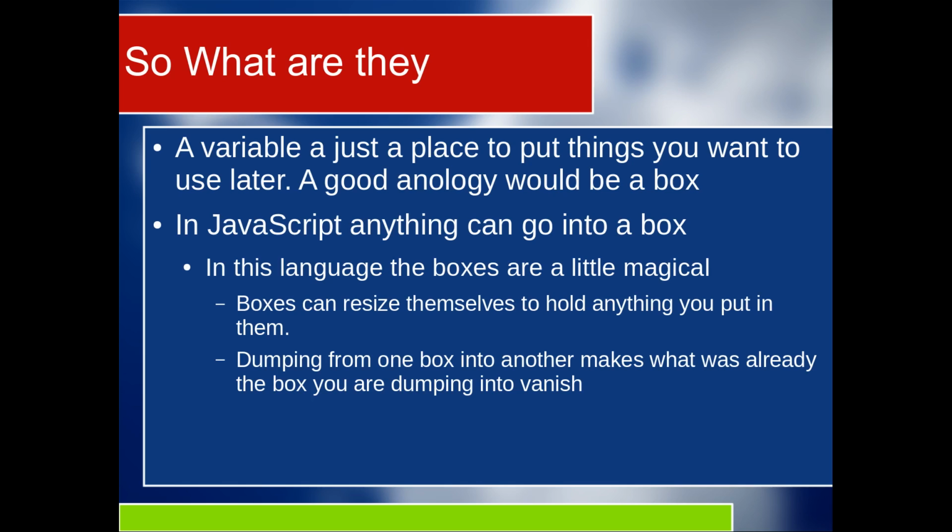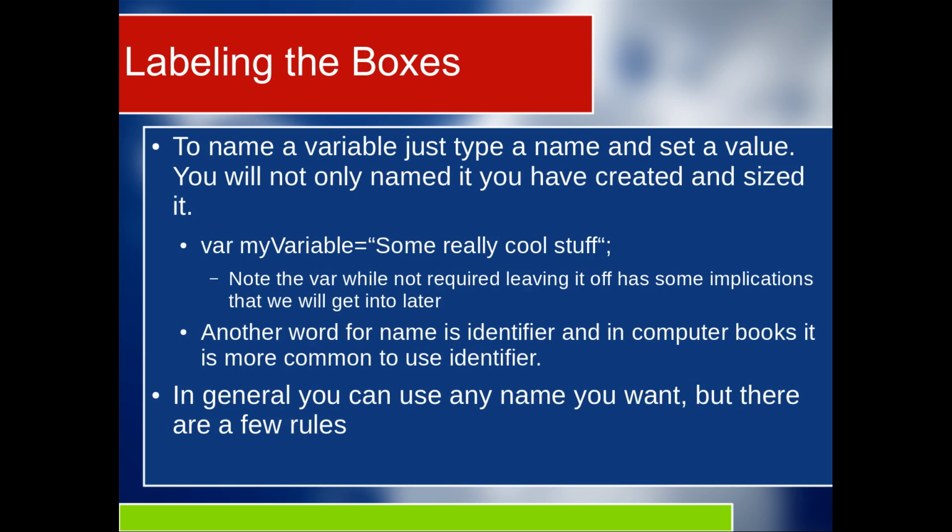So if you have a box, you have to give it a name so you know what box to refer to. And in JavaScript, it's pretty easy to name a variable. Just type the name, give it a value, and you've not only named it, you've created and sized it. Here's an example. In this, I made a variable called myVariable, and I put some really cool stuff in it. Now, I want you to note that I put var in front. Not using that var has certain implications we'll talk about more when I get into scoping, but for now, unless I say otherwise, put var in front of your variables.